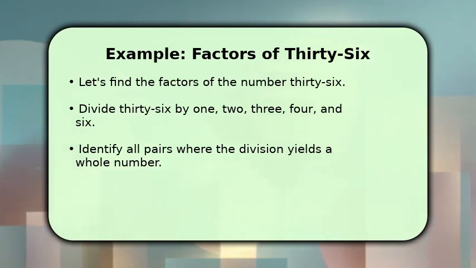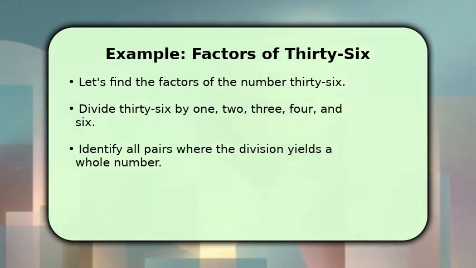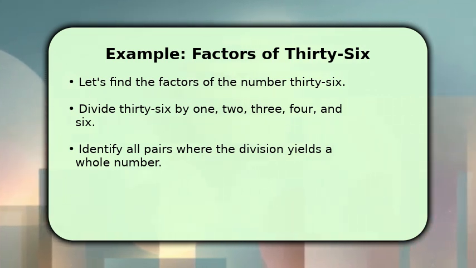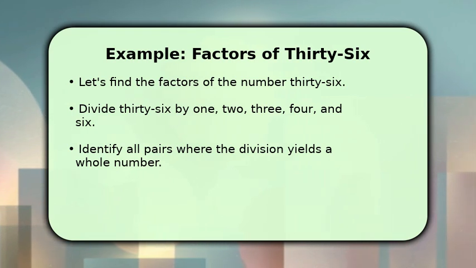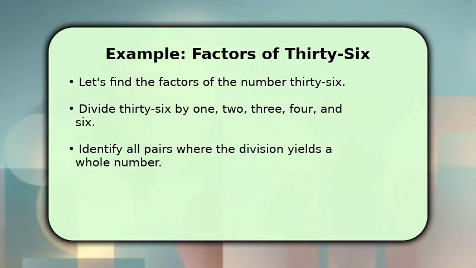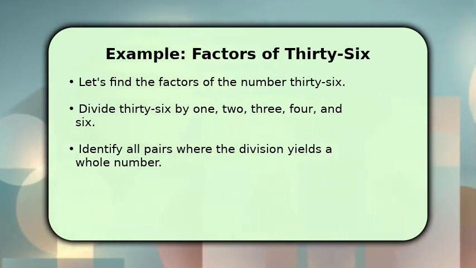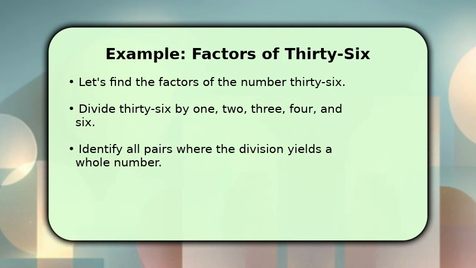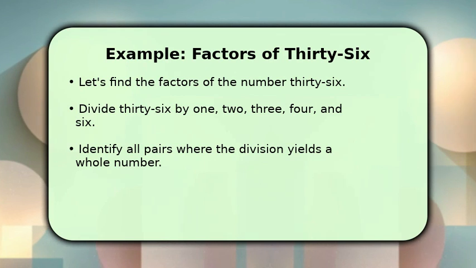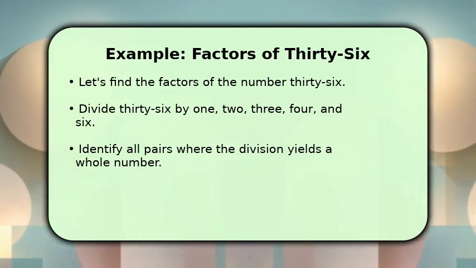We start by dividing 36 by 1, which gives 36. Then, 36 divided by 2 is 18. 36 divided by 3 is 12. 36 divided by 4 is 9. 36 divided by 5 leaves a remainder. 36 divided by 6 is 6. Since 6 is the square root of 36, we stop. Our factors are 1, 2, 3, 4, 6, 9, 12, 18, and 36.